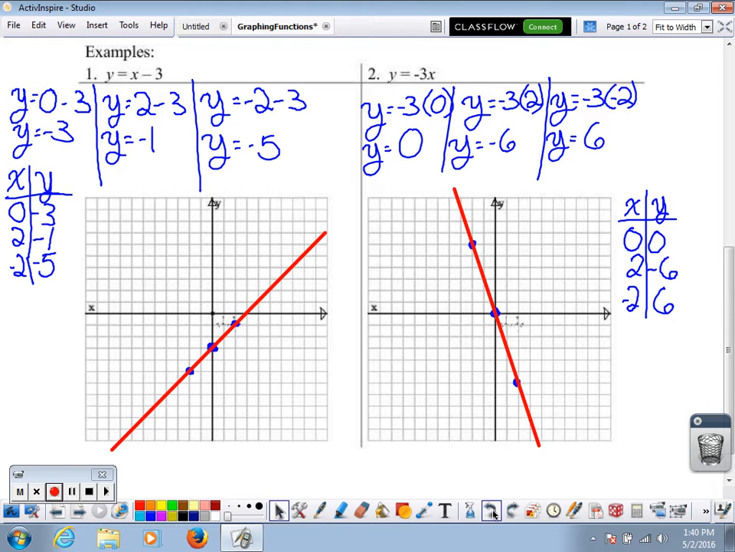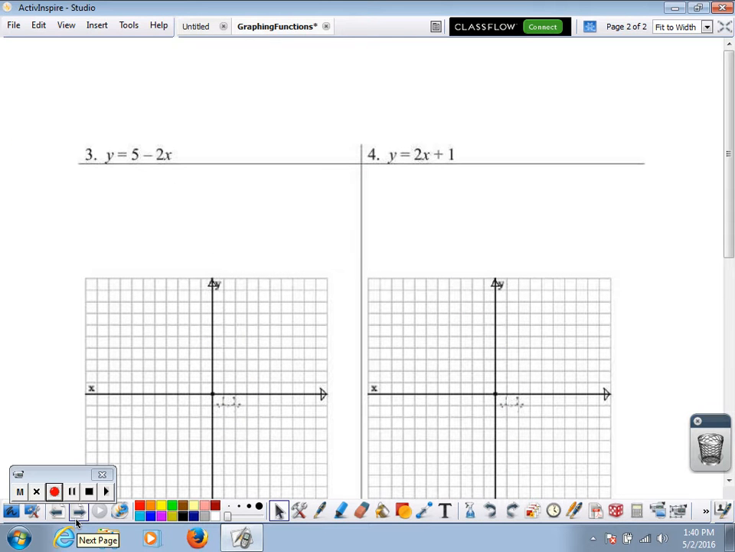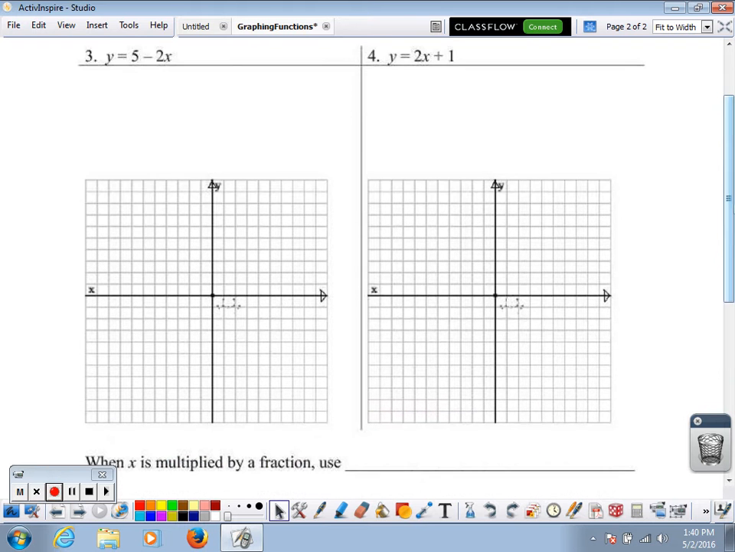All right, let's take a look at a couple more. Okay, let's take a look at number 3, on my back anyway. Okay, and we have y equals 5 minus 2x. All right, now, we're going to begin the same place we always do. We make an XY chart. And we get to pick whatever x values we want. Okay, well, let's stick with the ones that have been working for us. 0, 2, and negative 2.